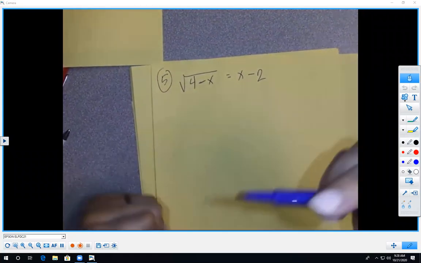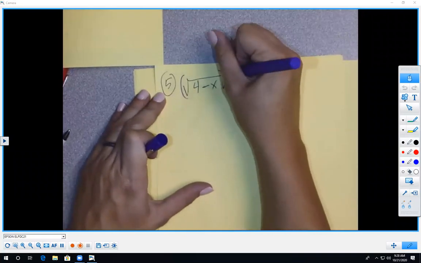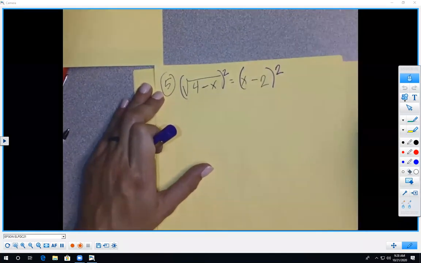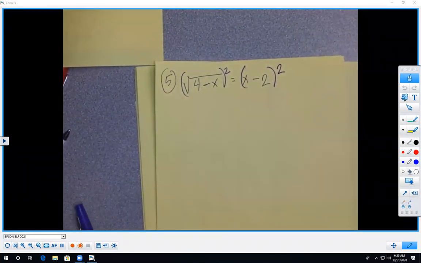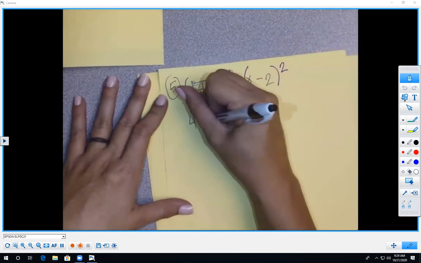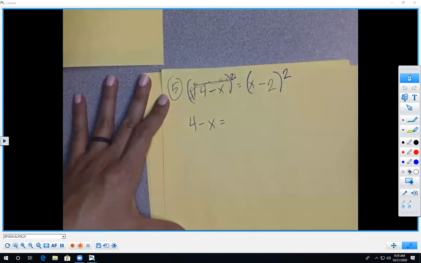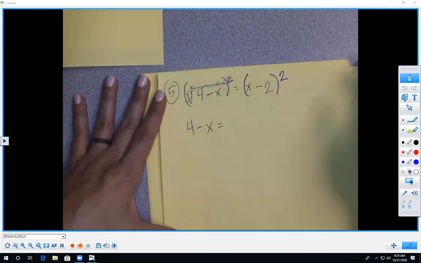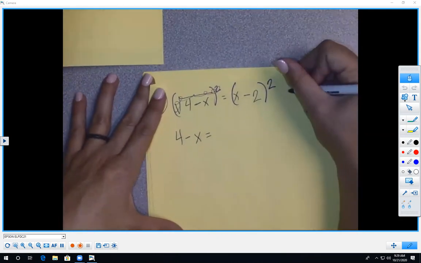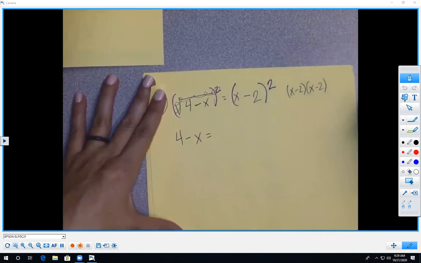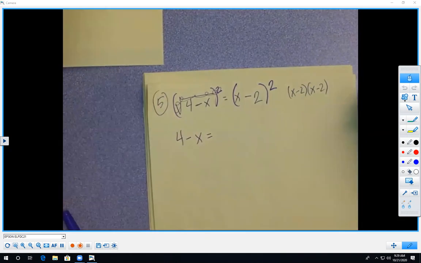Square both sides. Yep. So when I square both sides, on the left-hand side, it fixes my issue, but on the right-hand side, I get x minus 2 squared. Okay, so on the left-hand side, the square and square root undo each other. I'm left with just 4 minus x. On the right-hand side, how do I do x minus 2 squared? x minus 2 times x minus 2. And then you have to multiply that out.